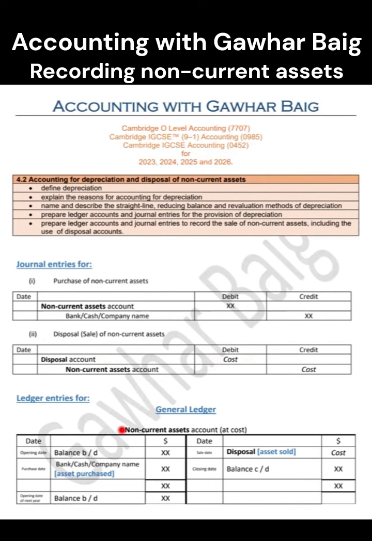We have a non-current asset account here at cost. The opening date, we have a balance BD, the opening balance. Then if you have some purchase of non-current asset, bank, cash, or company name, as it's purchased. Then we have disposals, which is assets sold during the year. Make sure you write the cost price. And at the closing date, we have the balance CD or the balance carried forward. Then you have to bring down the balance BD for the next year. So these were the journal entries and ledger entries for your purchase and sale of non-current asset.